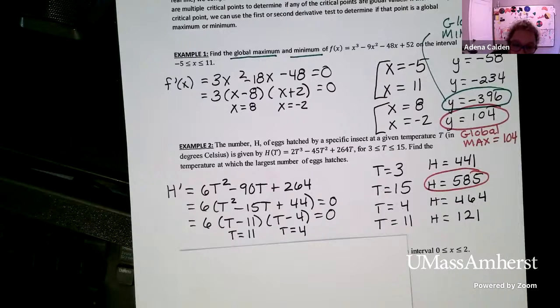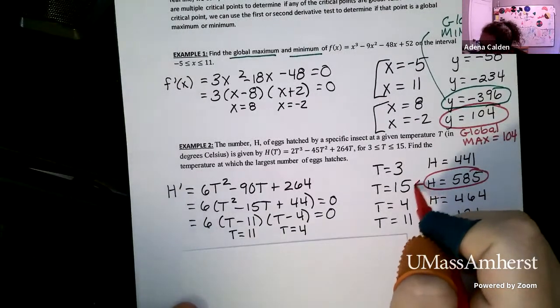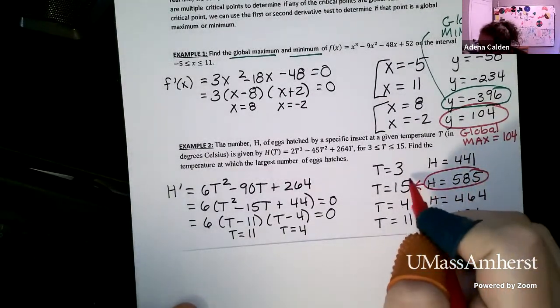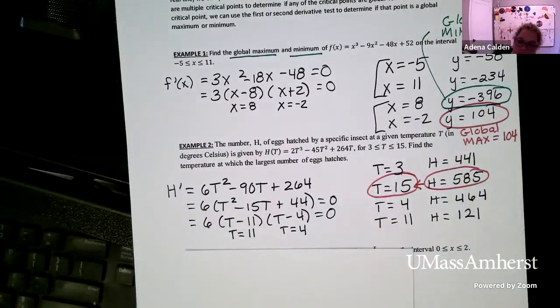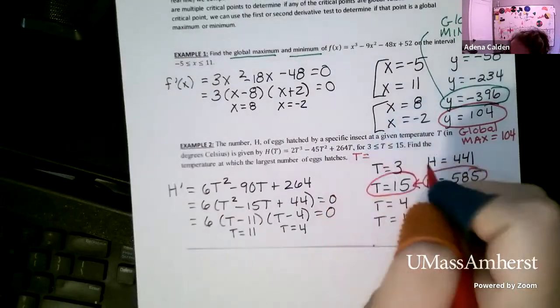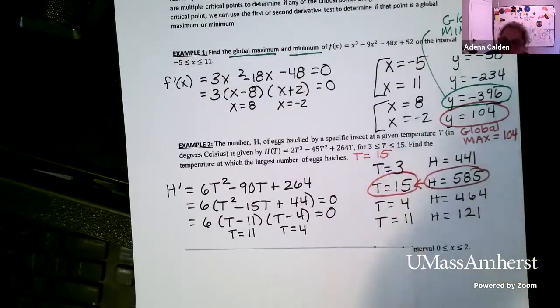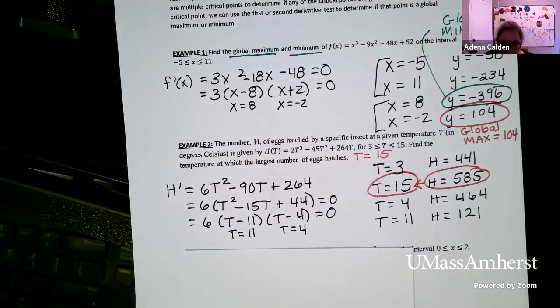But the question is find the temperature at which the largest number of eggs are hatched. So I need to then go and find out what was the temperature that gave me the largest number of eggs hatched. So here, to answer this question, the temperature that led to the global maximum was 15 degrees Celsius. Okay, so again, we just need to be careful that we're answering the question that is asked after we apply our process.